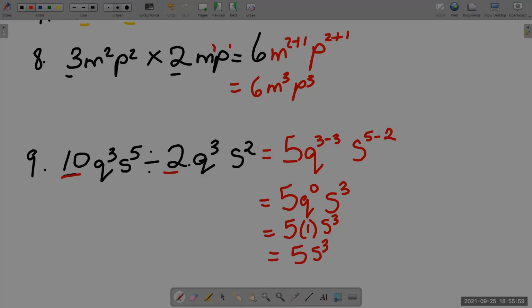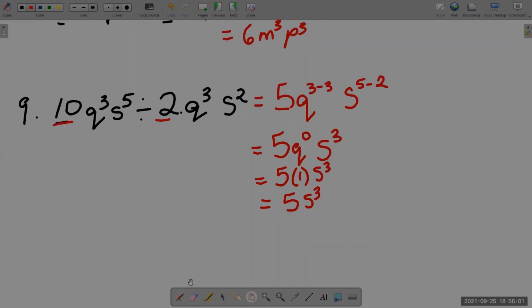So here's a shortcut though. Anytime you subtract something out of an equation, it's almost like you're removing it. So all the q's are gone. It's like you subtract all the q's out. So you realize you're only left with the s. That's a trick.